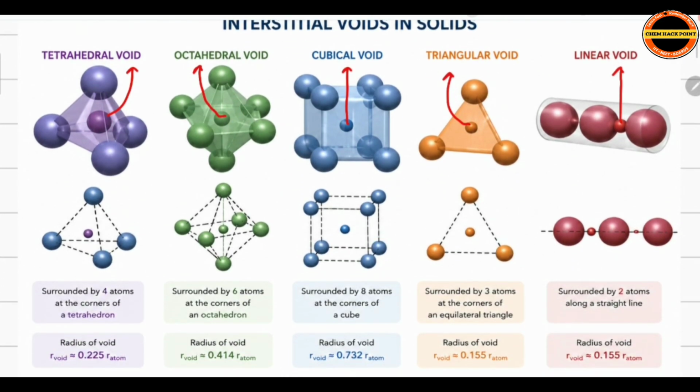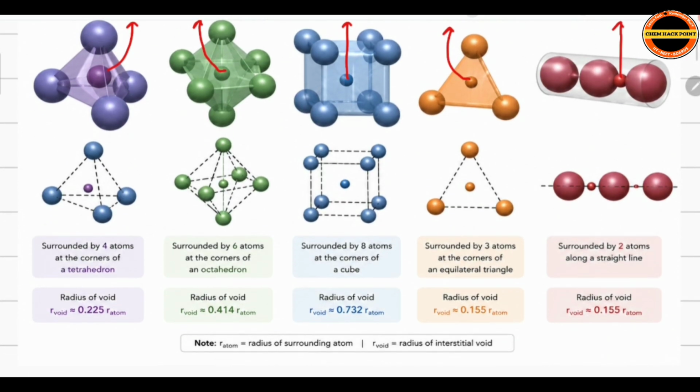Okay, and the respective representations are also given here. See here, tetrahedral, octahedral, cubical, triangular, linear void. Here a tetrahedral void is surrounded by 4 atoms at the corners of a tetrahedron, an octahedral void by 6 atoms at the corners of an octahedron. A cubical void is surrounded by 8 atoms at the corners of a cube. A triangular void is surrounded by 3 atoms at the corners of an equilateral triangle. A linear void is surrounded by 2 atoms along a straight line. The radius ratio information given, we are going to discuss in detail after a few topics.